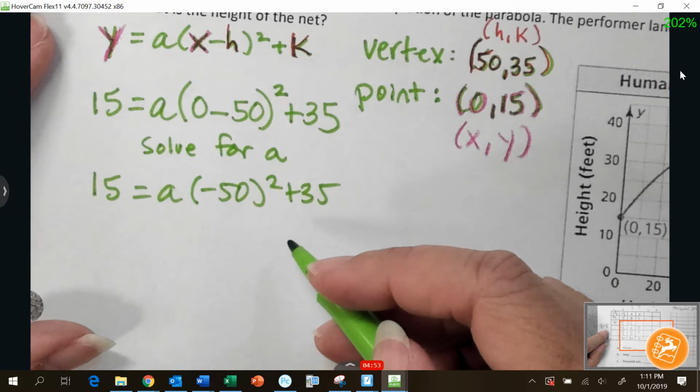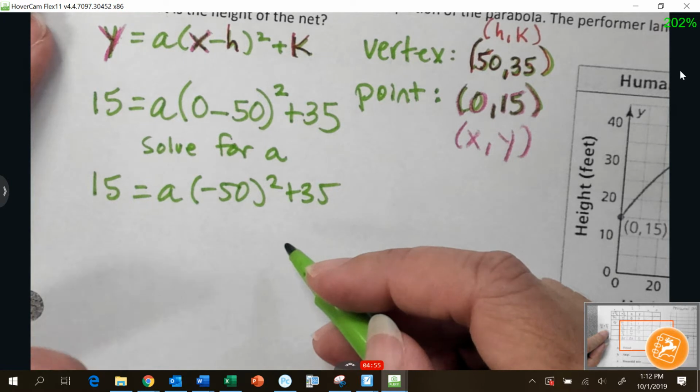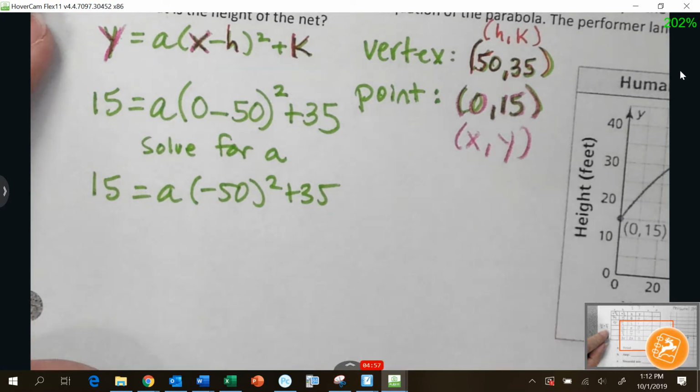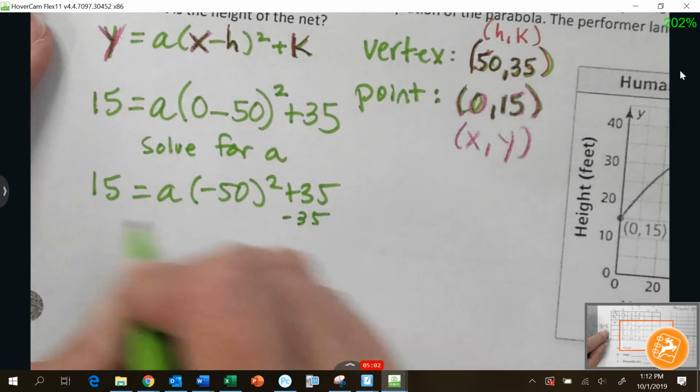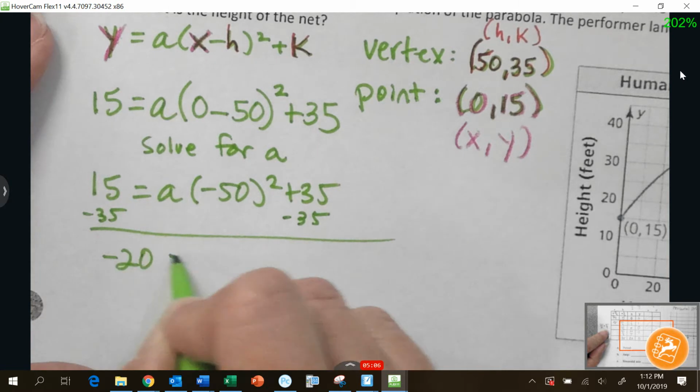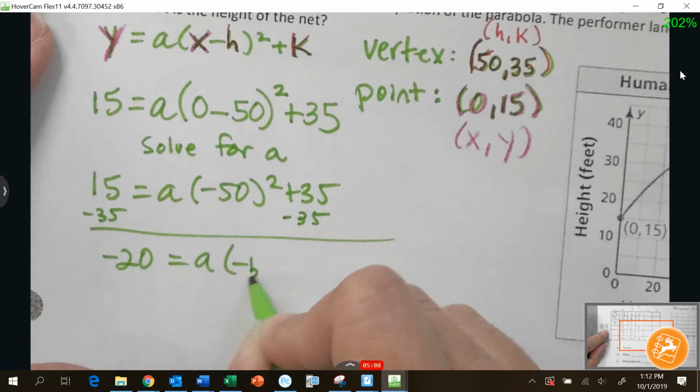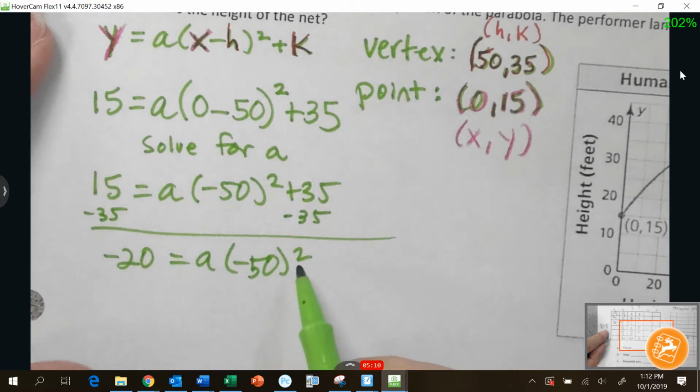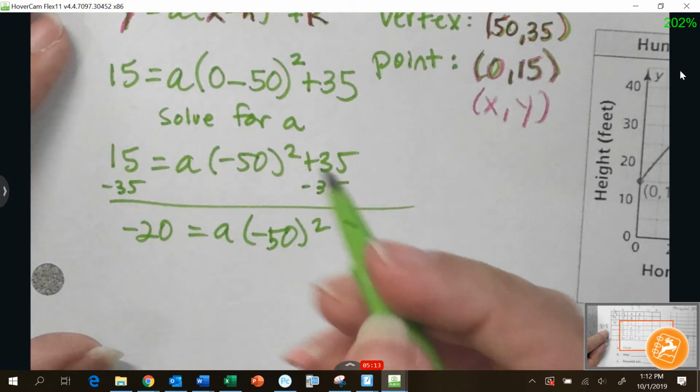Oh, I heard a lot of different answers. I'm going to subtract 35 first. You can do the squared first. We can do it at the same time if you want. I'm going to subtract the 35 first. So I get negative 20 equals a parenthesis negative 50 squared. And then we'll go ahead and square the 50.